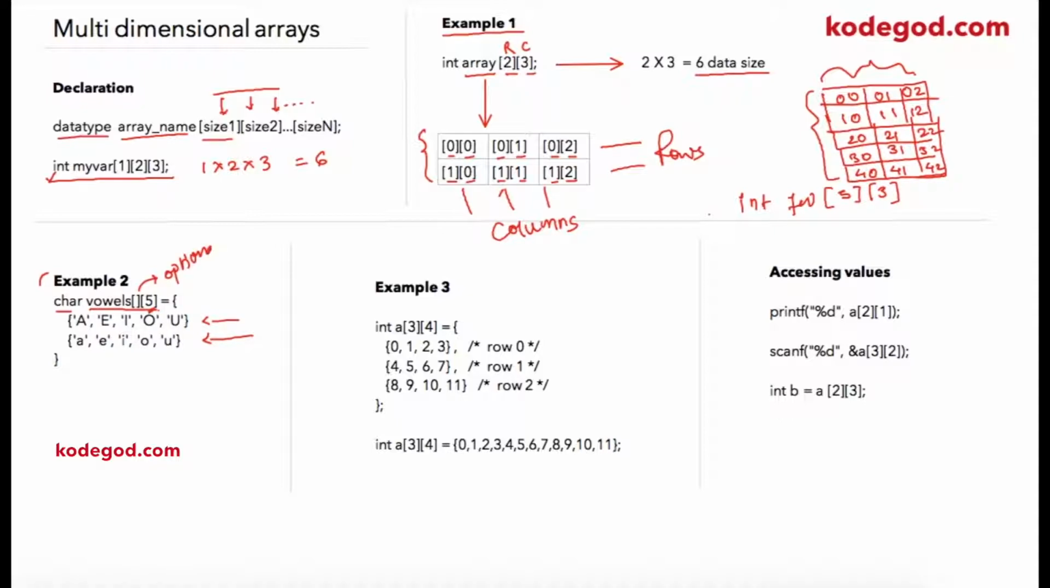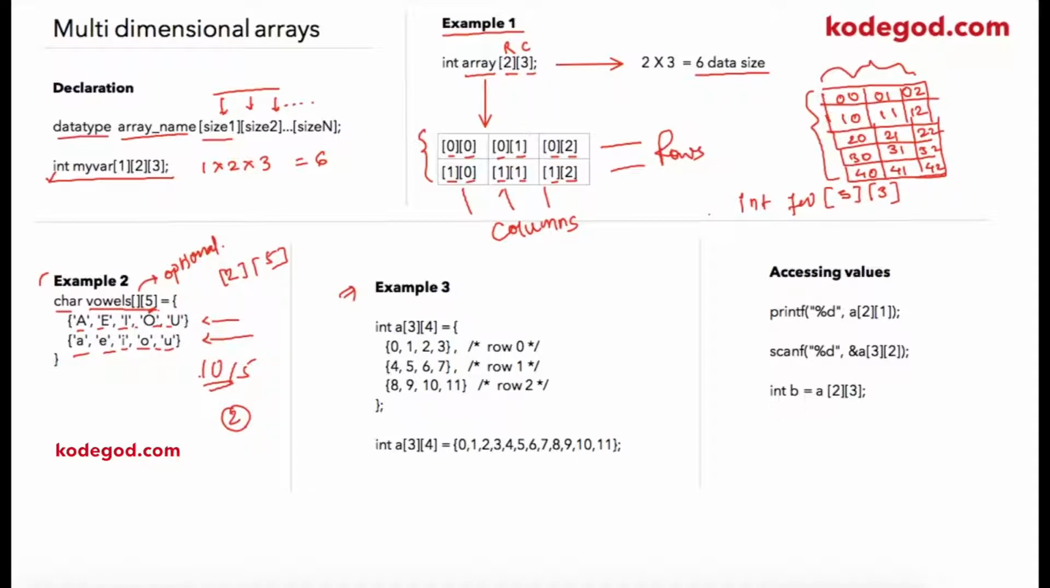Now why is this optional? Because as we have initialized the array, the total data size is 10. Just by counting you can identify that. So the total elements that we have specified is 10. So 10 divided by 5 you get 2. So the compiler will automatically understand that this array is of size 2 and 5.